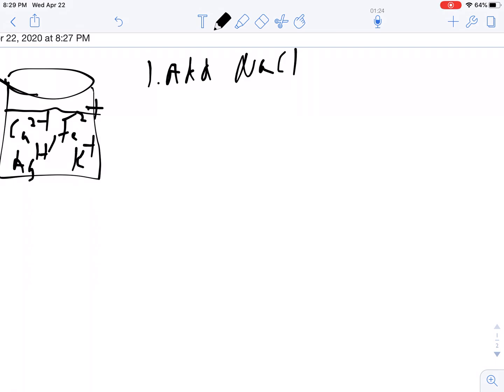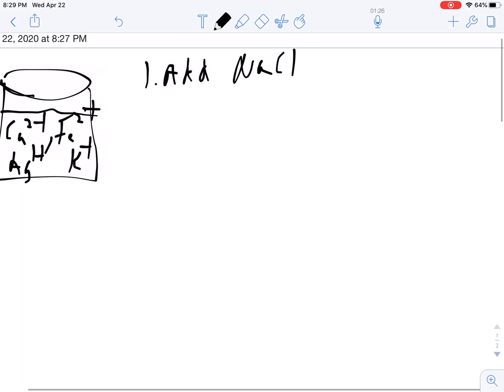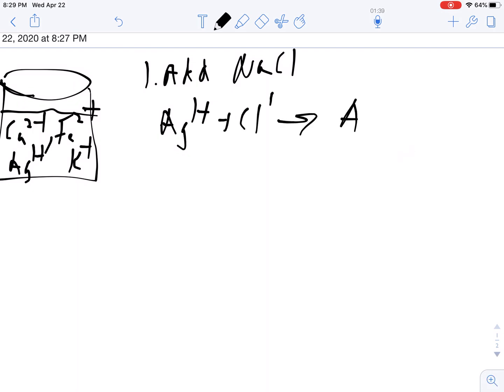So if I had sodium chloride, the chloride is going to react with the silver. Now we'll get silver chloride. The chloride does not react with iron, calcium, or potassium. Okay? And I don't care that I now have sodium ions floating through. So now the silver ion is gone.